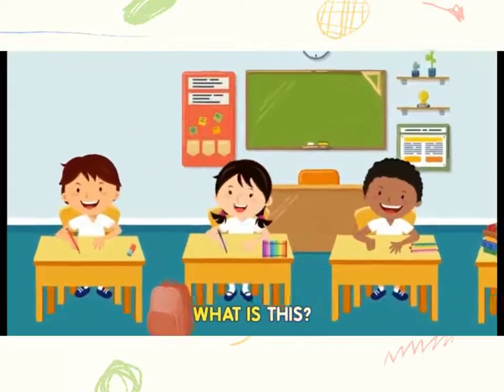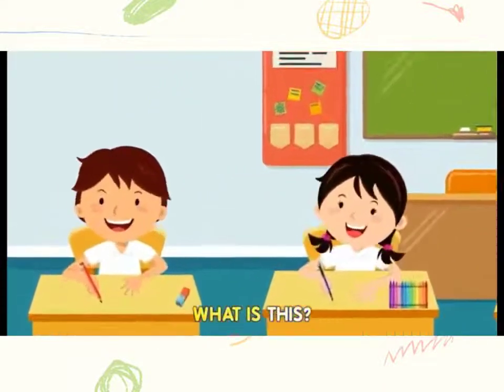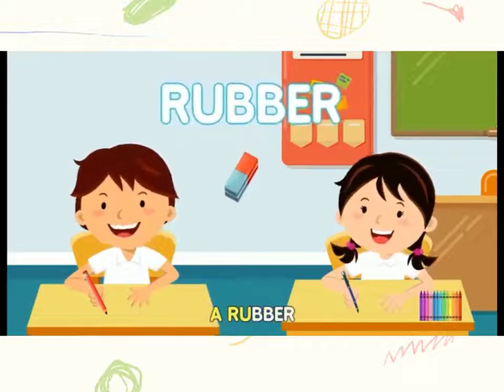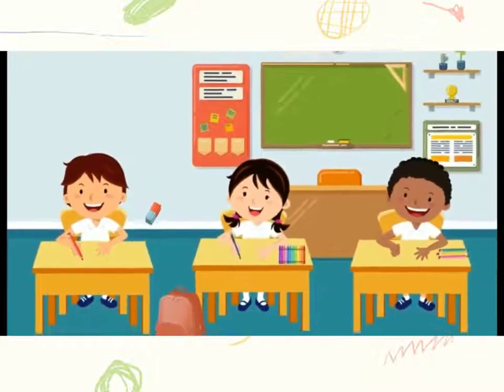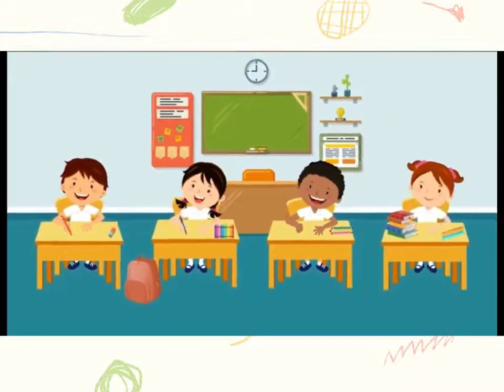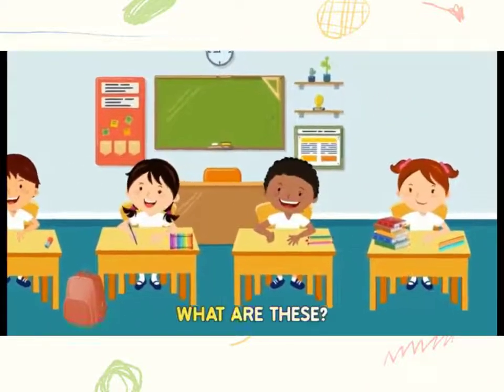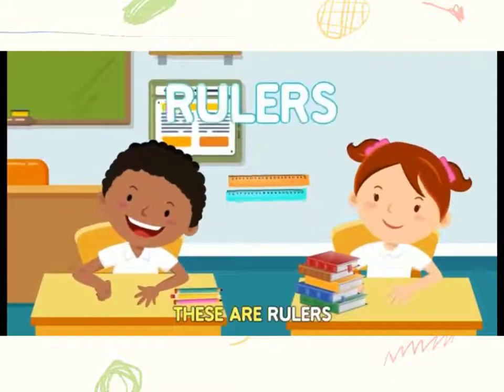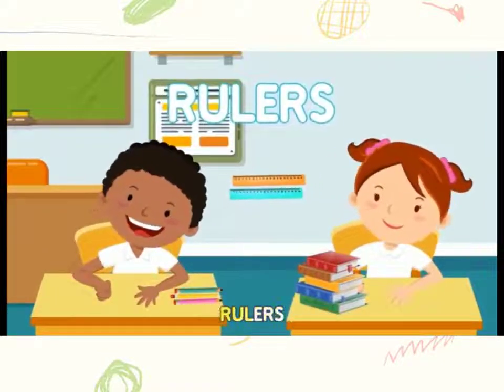What is this? This is a rubber, a rubber, a rubber. What are these? These are rulers, rulers, rulers.